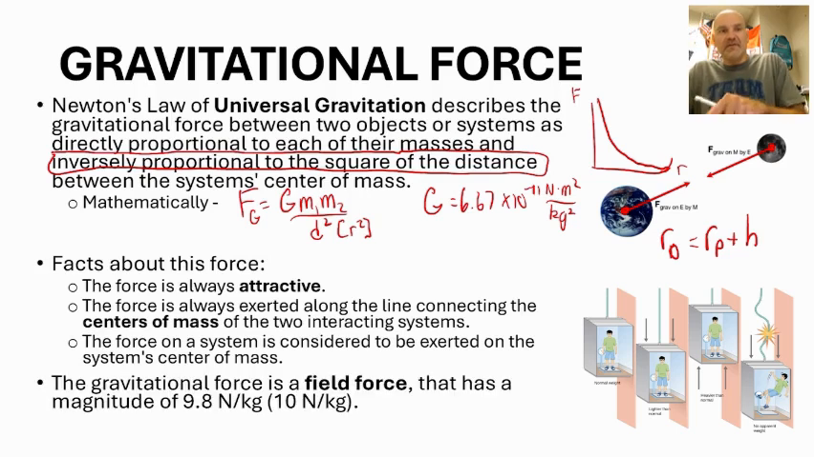One thing to note is that it is a field force. What that means is that the second you enter a planet's gravitational field, you are experiencing that force. That field has a magnitude here on Earth of 9.8 newtons per kilogram. In some questions, especially multiple choice, you can simply call it 10 newtons per kilogram. The 9.8 newtons per kilogram is what we call gravitational field strength.